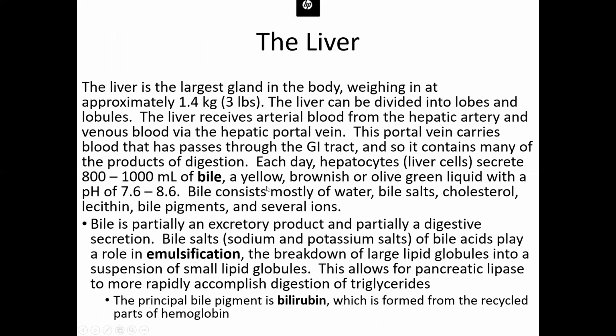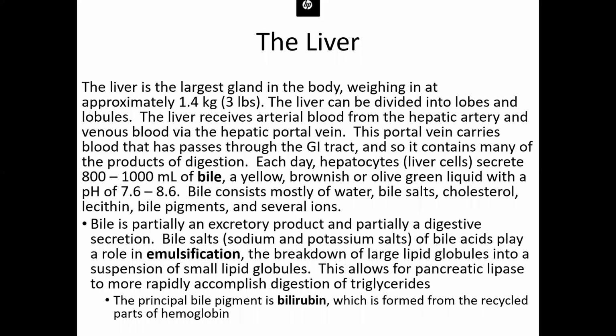Okay, the liver is our largest gland in the body, weighing in at approximately 1.4 kilograms or 3 pounds, made up of 2 lobes, which then can be divided into smaller what we call lobules.